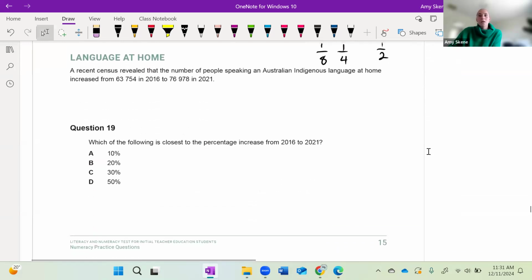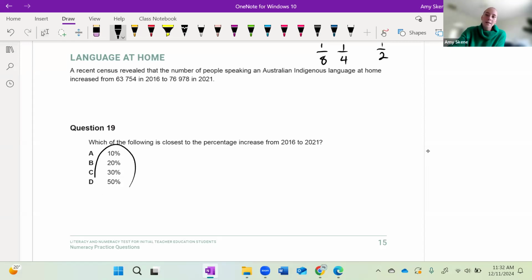Language at home. A recent census revealed that the number of people speaking an Australian Indigenous language at home increased from 63,754 in 2016 to 76,978 in 2021. Which of the following is closest to the percentage increase from 2016 to 2021? What I'm going to do here is, just because I can scan my answers and they are in terms of percentages and it's asking what's the closest to.